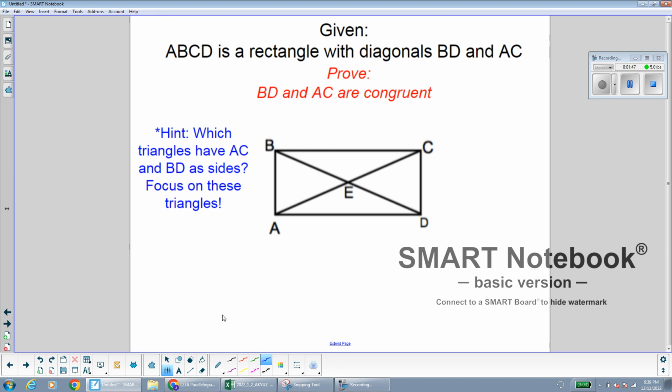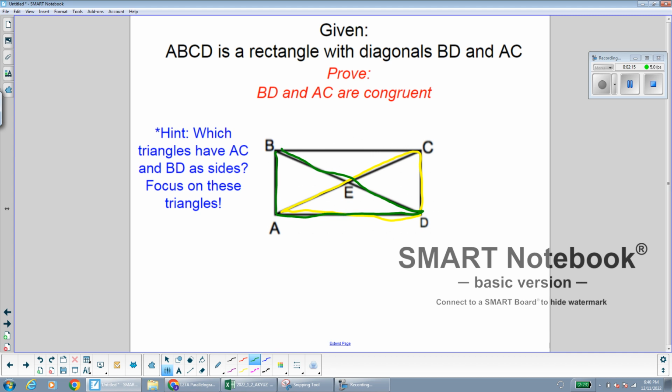Here we're given that ABCD is a rectangle with diagonals BD and AC. We need to prove that BD and AC are congruent to each other. And we have a hint here. Our hint is which triangles have AC and BD as sides? Well, this triangle over here has AC as a side, and this triangle over here has BD as a side.